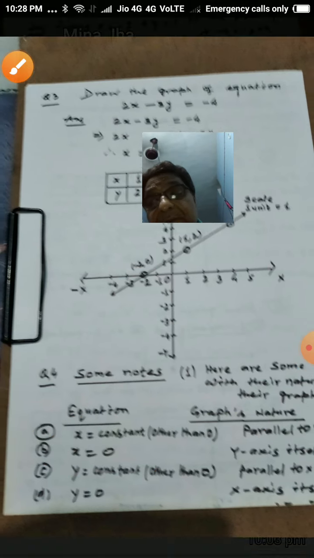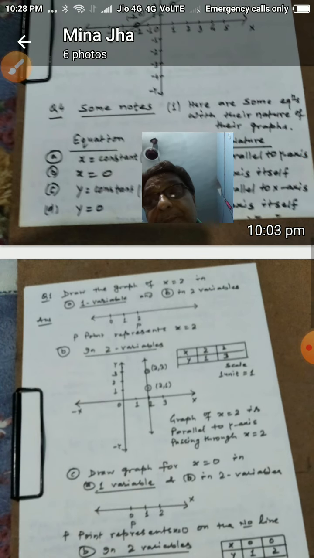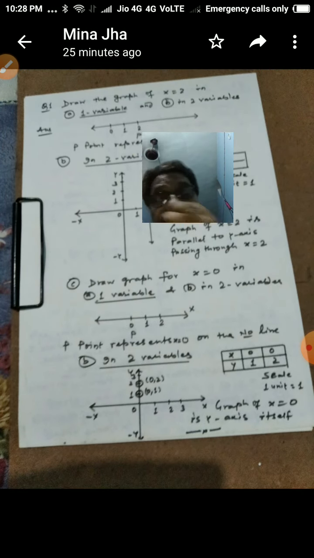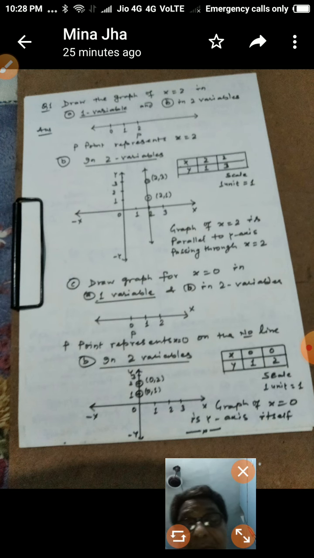Now student, we will see what we have taken here in the form of a note. For that, one graph has been drawn here for your comfort, for your easiness.